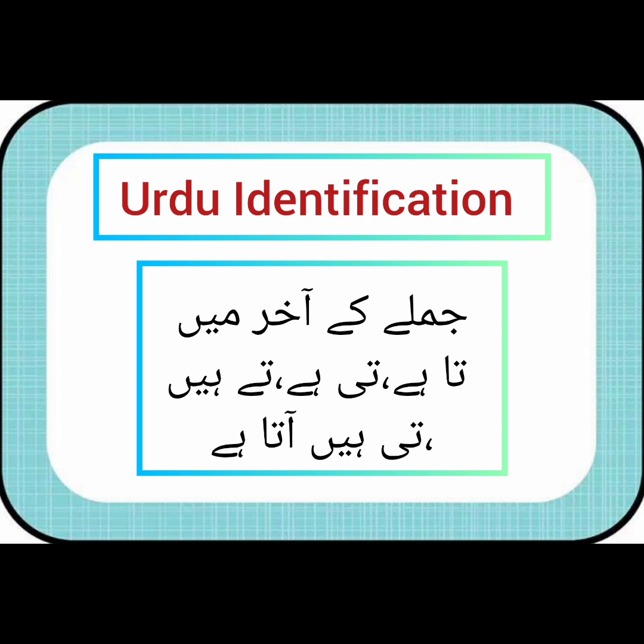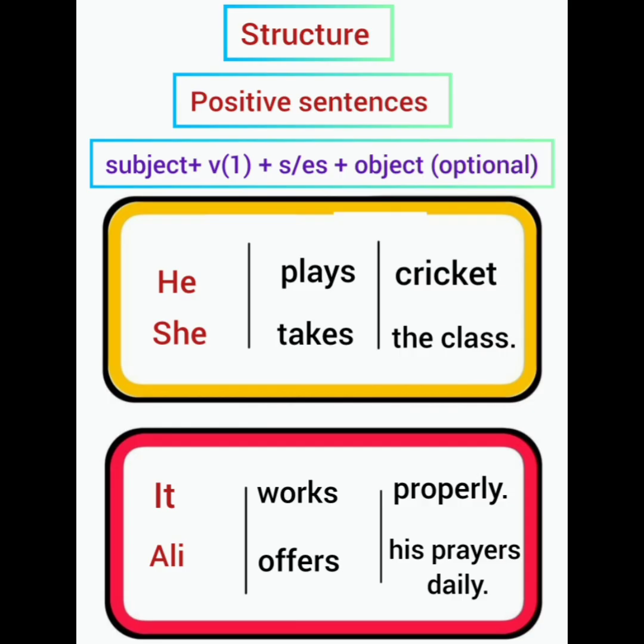Now let me start with the sentence structure of positive sentences. The positive sentences that have singular subjects, that is he, she, it or any singular noun. So the sentence structure is subject plus first form of verb plus s or es plus object, that is optional. This s or es is added to the first form of verb when our subject is singular. Let's have a look on examples.